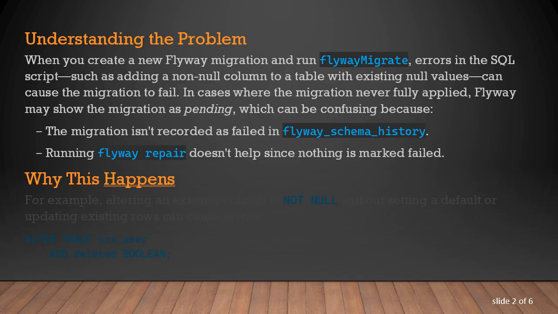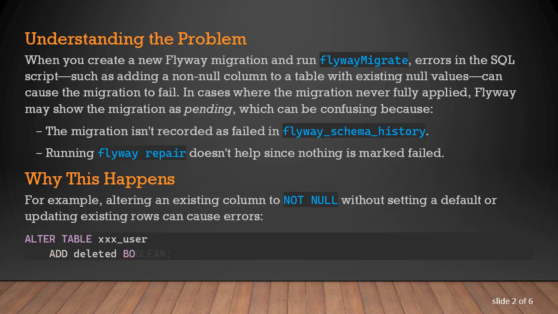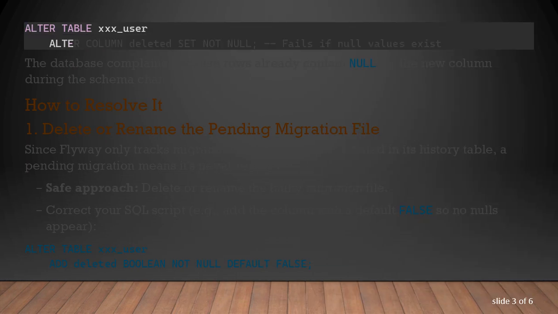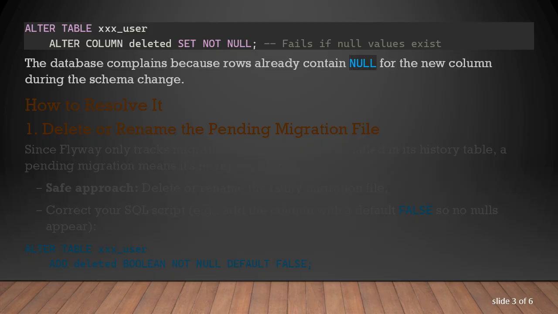Why this happens? For example, altering an existing column to not null without setting a default or updating existing rows can cause errors. The database complains because rows already contain null for the new column during the schema change.